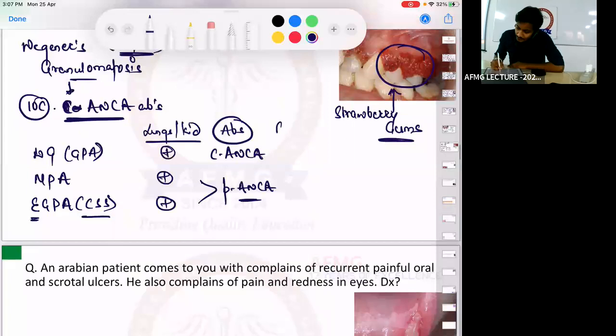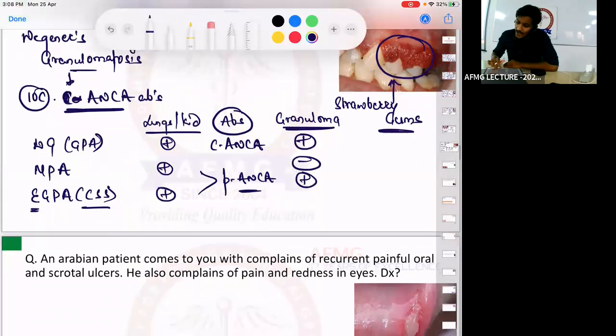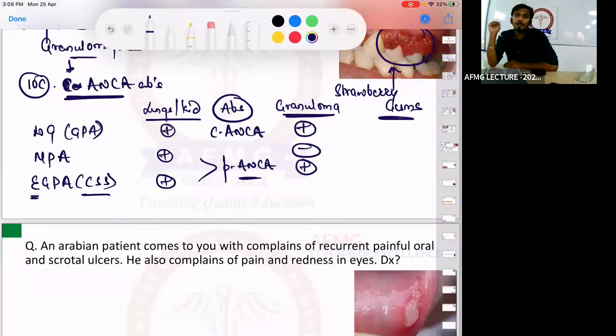Granulomas are seen in, as the names suggest, Wegener's and Churg-Strauss. Wegener's and Churg-Strauss are therefore known as granulomatosis with polyangiitis and eosinophilic granulomatosis with polyangiitis. But granulomas are absent in microscopic polyangiitis. Asthma would be associated with, this is important.